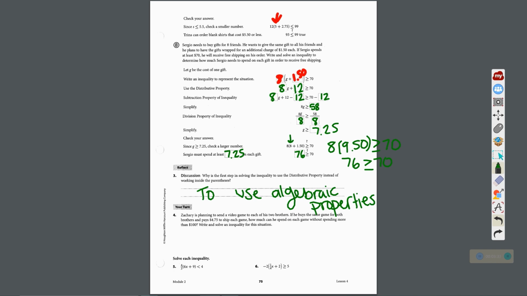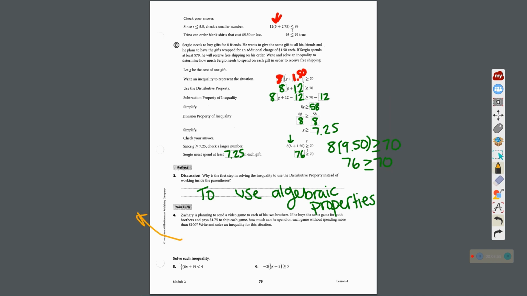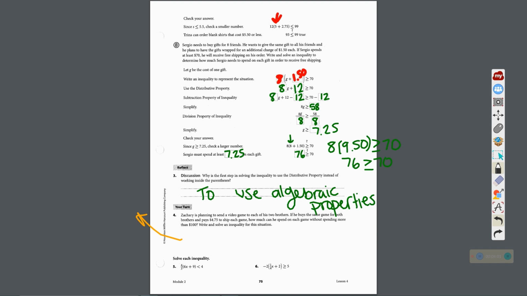Then it says, Zachary is planning to send a video game to each of his 2 brothers. If he buys the same game for both brothers and pays $4.75 to ship each game, how much can he spend on each game without spending more than $100? Write and solve an inequality for this situation. I'm going to show my work over on the side since I don't have a ton of room in the paper. All right, so we know that he's going to spend less than or equal to $100 because he said he's going to spend without spending more than 100. He can spend 100 or less.